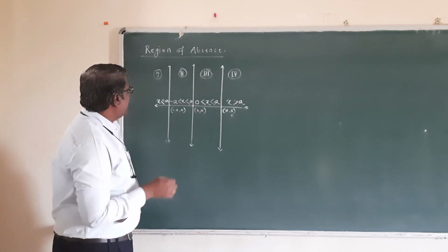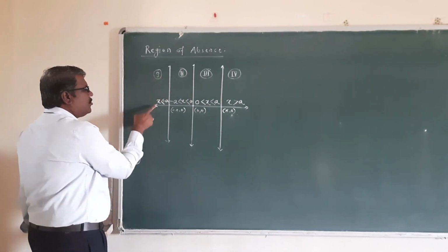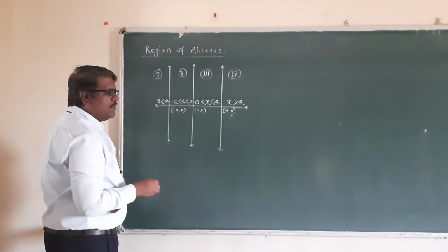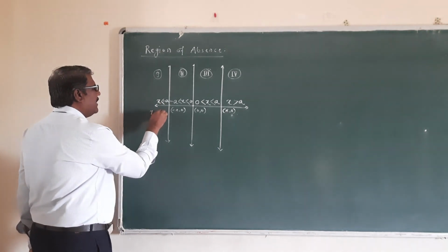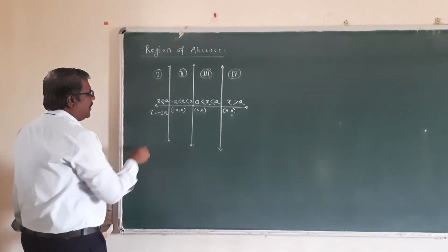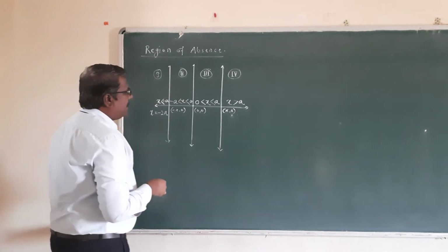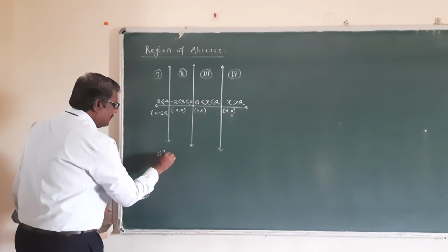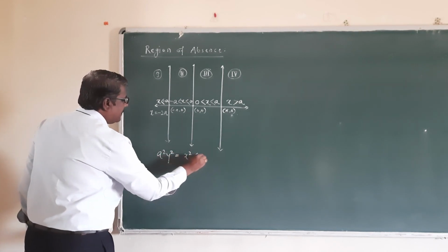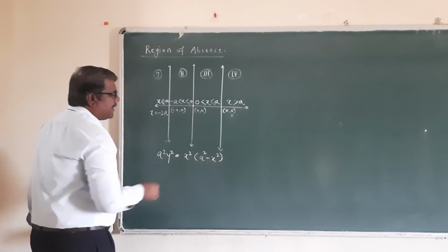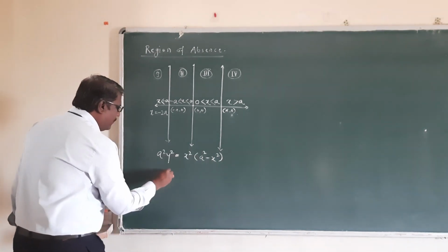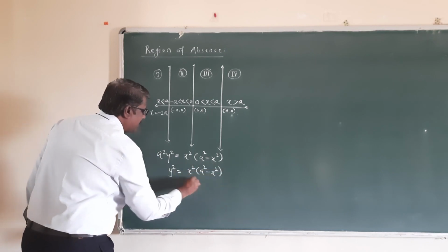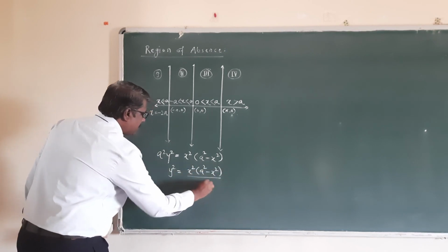Okay. Now to check whether the curve is present in the first partition, choose the value of x. Now here as x is less than minus a, choose x equal to minus 2a. Now after choosing x equal to minus 2a, what is the equation? It is a square y square is equal to x square into bracket a square minus x square. Now what is the value of y square? It is x square into bracket a square minus x square divided by a square.